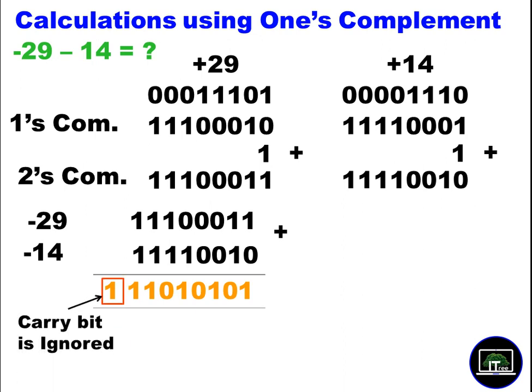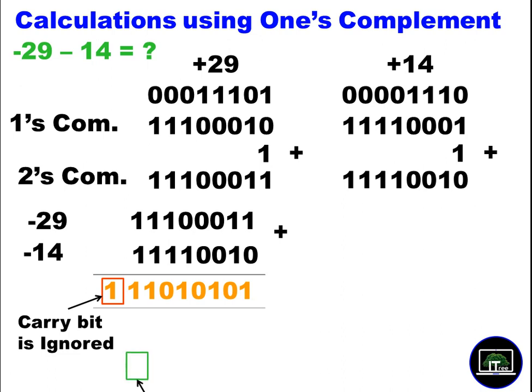Carry bits are normally ignored. This is the advantage of using the 2's complement. If there's a carry bit, we are not considering that carry bit. We are just ignoring that one. We are not considering the carry bit, so we don't want any additional circuit to do that. That's one of the advantages of 2's complement. There are several advantages. This is one of the advantages.